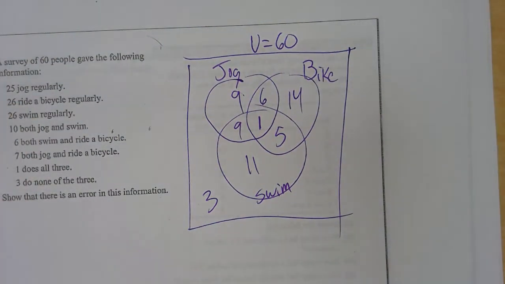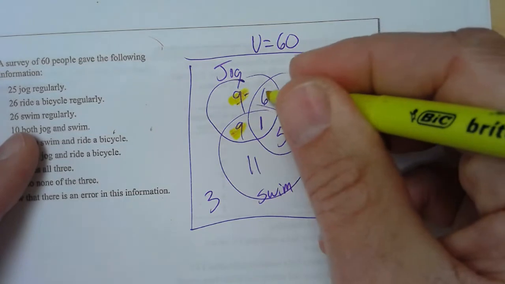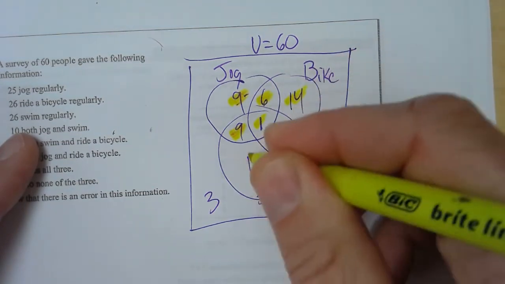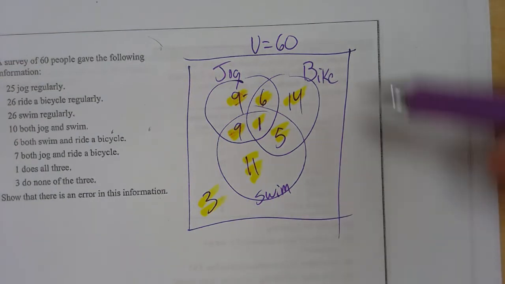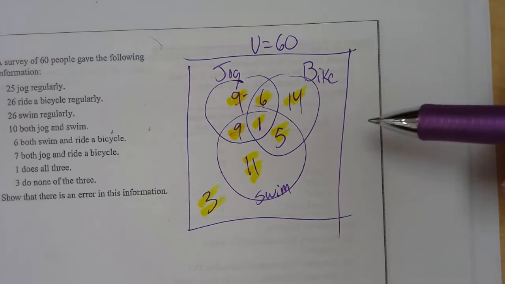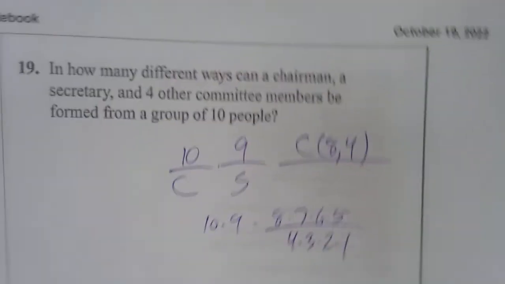So if you add this all together, right, you take all the individual compartments, you do 9 plus 9 plus 6 plus 1 plus 14 plus 5 plus 11 plus 3. On the answer key, it's showing you that all that adds up to 58, but the universe is 60. So this doesn't work because 2 people are missing. Okay, so if you add up all the yellow, it's 58, and it's not 60.